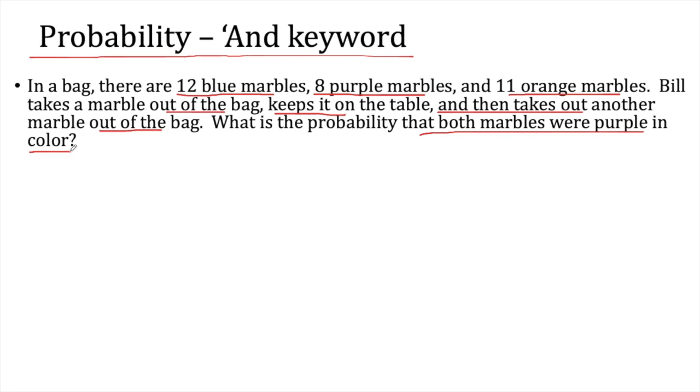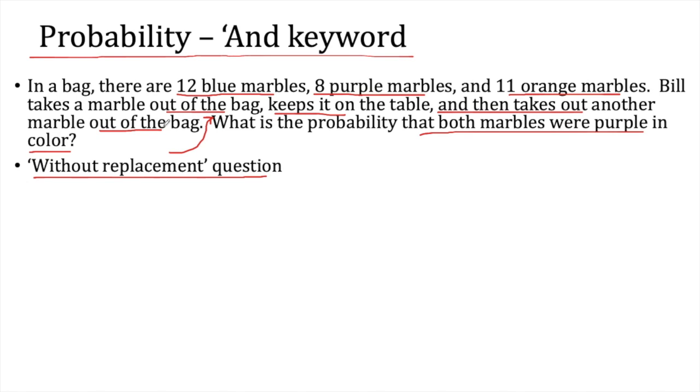So this question involves something called without replacement, and that is evident when the question says he keeps it on the table. He takes it out of the bag, keeps it on the table, and then takes out another marble out of the bag. That means that the total number of marbles inside the bag is actually decreasing after he takes out the first marble because he does not put it back inside the bag. And this type of question is called a without replacement question.